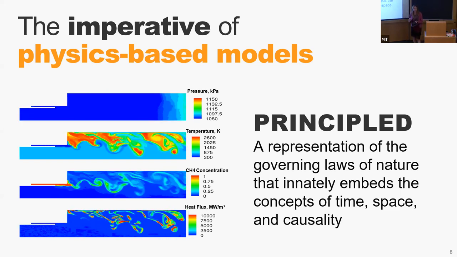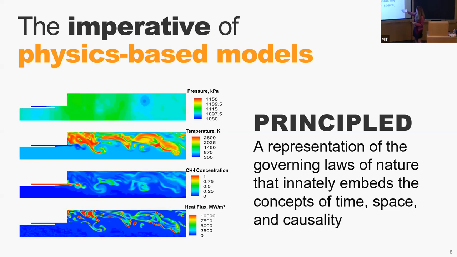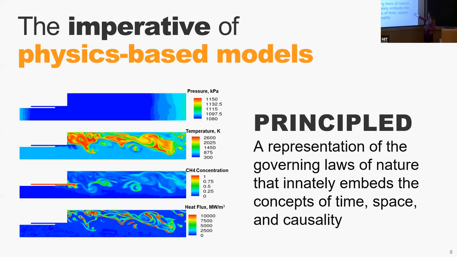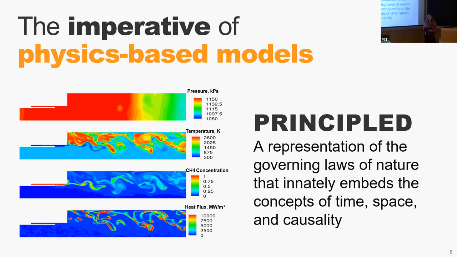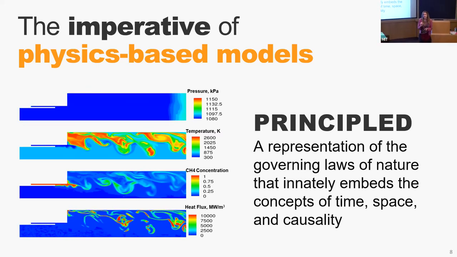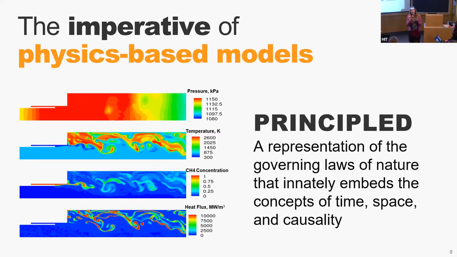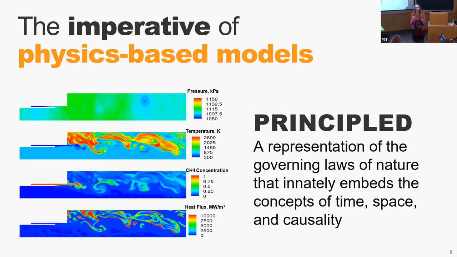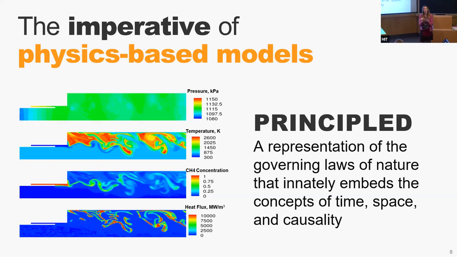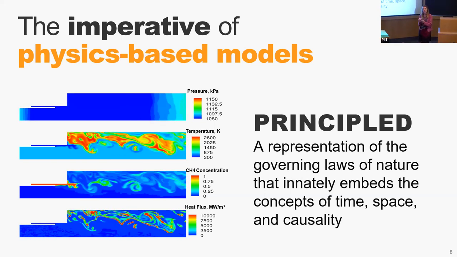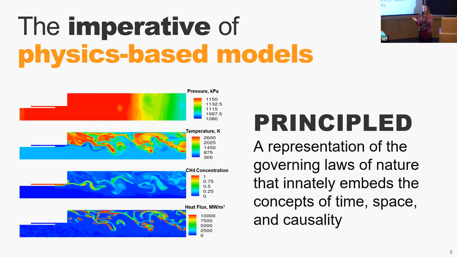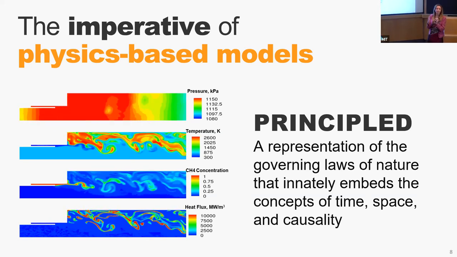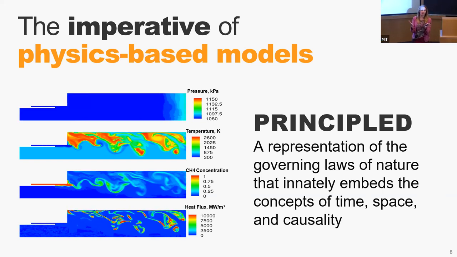just to remind you of why models are so important. First, they're principled. They're a representation of the governing laws of nature that innately embed the concept of time, space, and causality. I get very, very frustrated reading papers that are discovering physics. Discovering hidden, unknown physics is a very important topic, incredibly important for systems where you don't have physical laws. There are many such examples in biology, but papers that are discovering physics and then applying it to the flow over a cylinder, come on, this is nonsense.